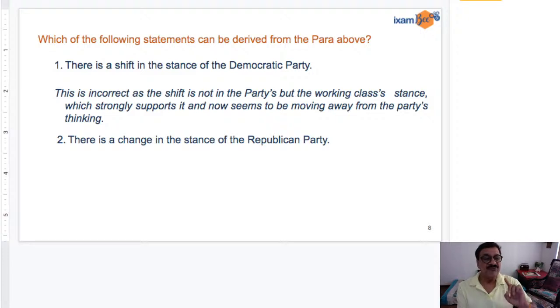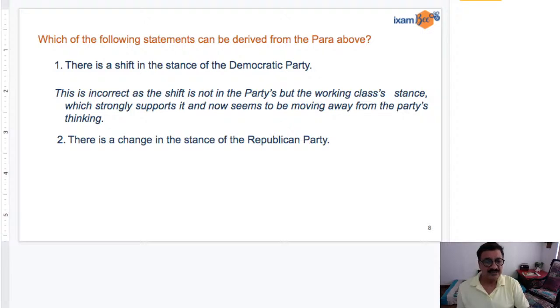जो पहले free trade को support करती थी पार्टी, अब उसके क्रिटिक हो गए. पहले वो चैंपियंस थे, अब वो एक क्रिटिक हो गए हैं उसके. इसलिए we can say from the above para that yes, there is a change in the stance of the Republican Party. Yes, you are right. What you say, Lina, is right. They were supporting free trade, but now are critical of certain trade practices, anti-trade. They have taken that stand.